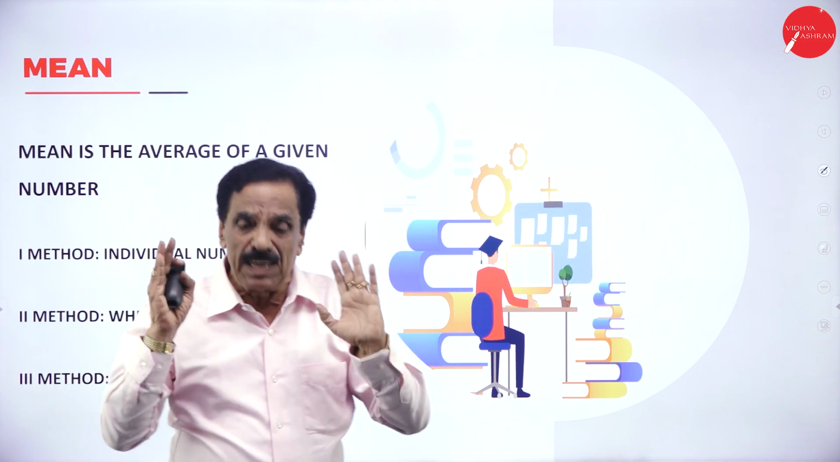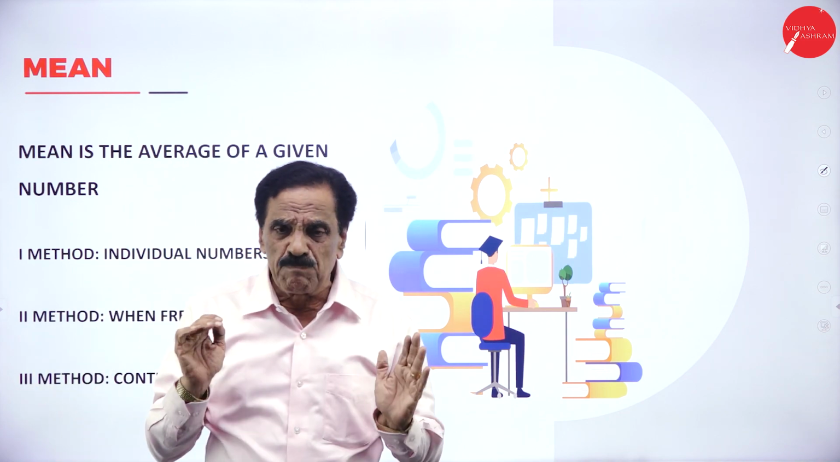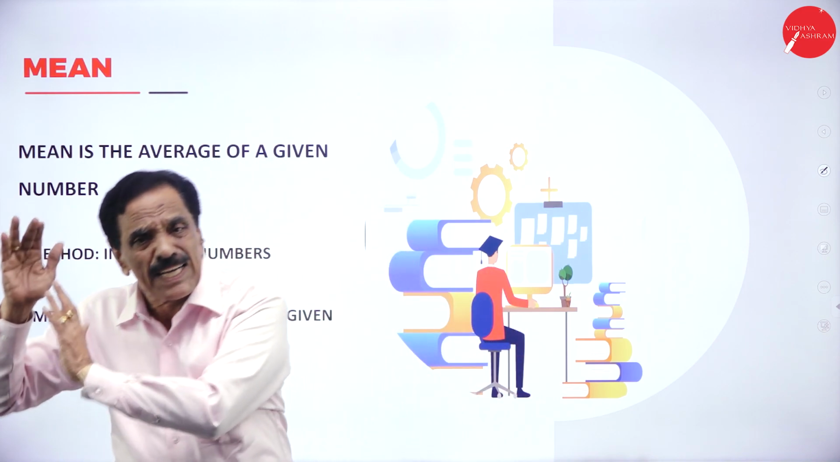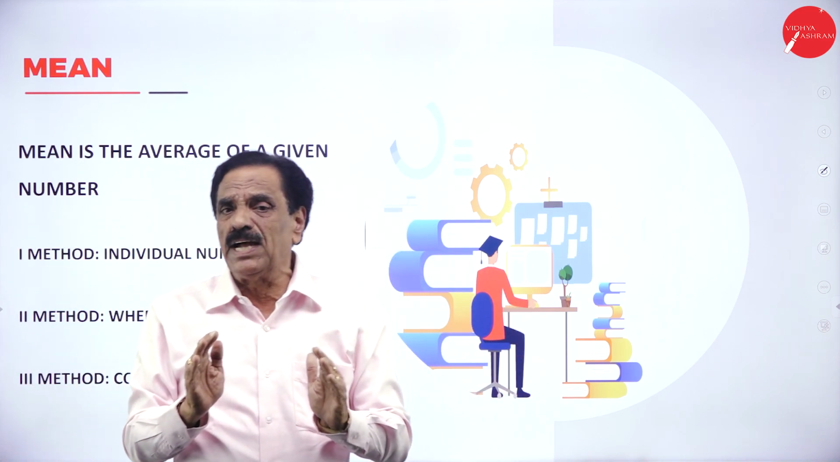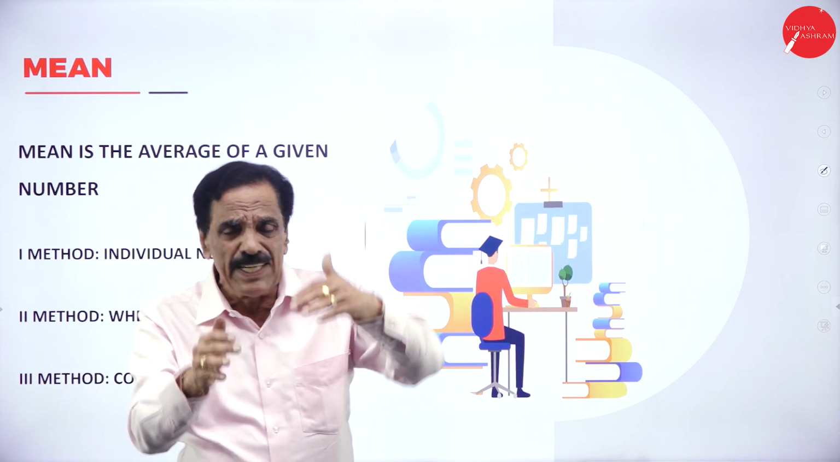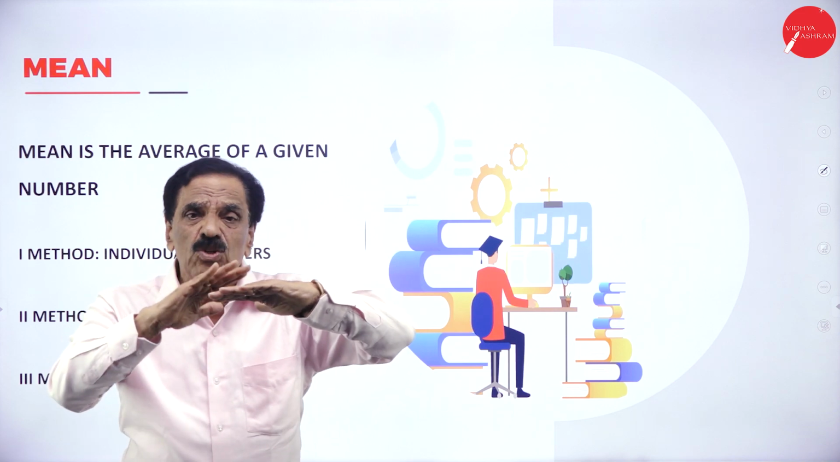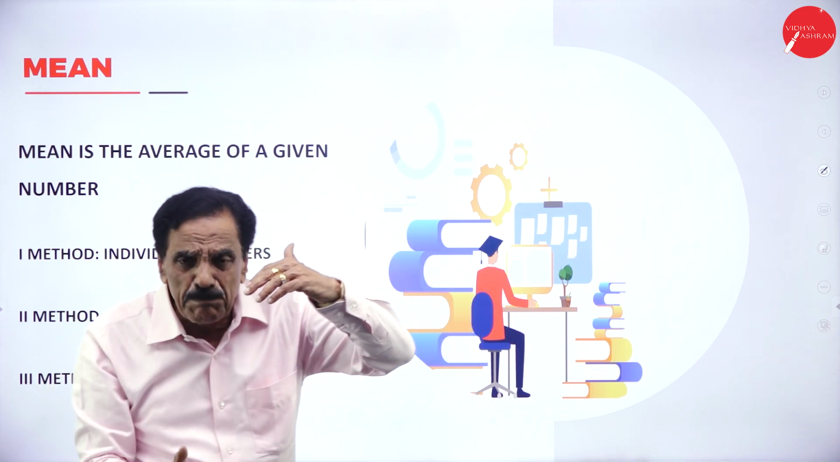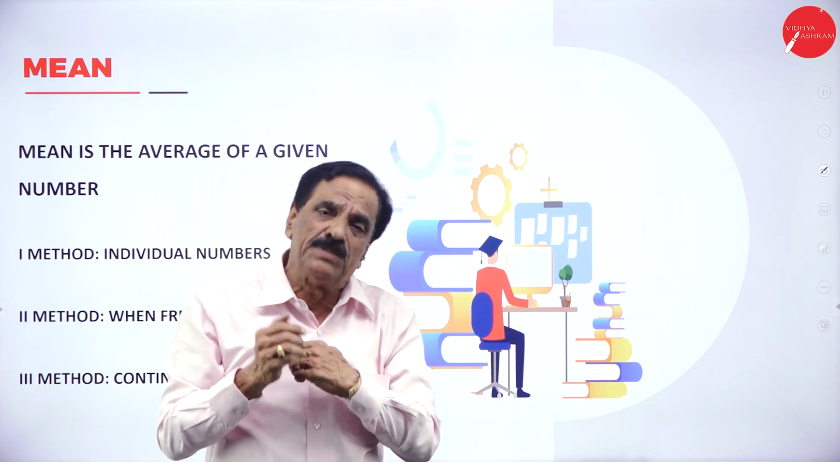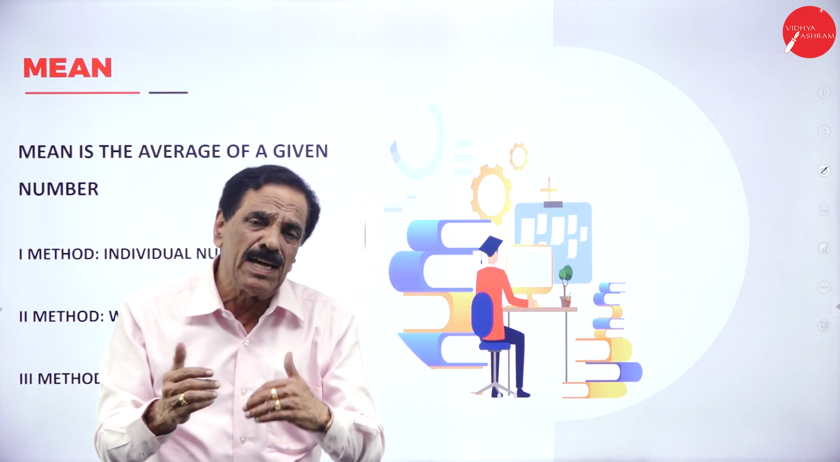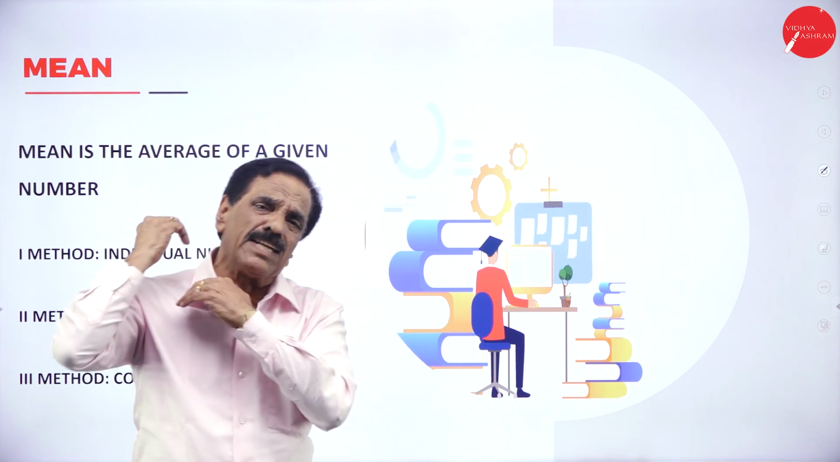When the numbers are given, what is the average? If a boy scored 60 in one subject and 40 in another subject, add both: 60 plus 40 is 100, divided by 2 is 50. That is his average. So average is the total of the given numbers divided by the number of terms. If we have 3 subjects, add the 3 subjects and divide by 3.